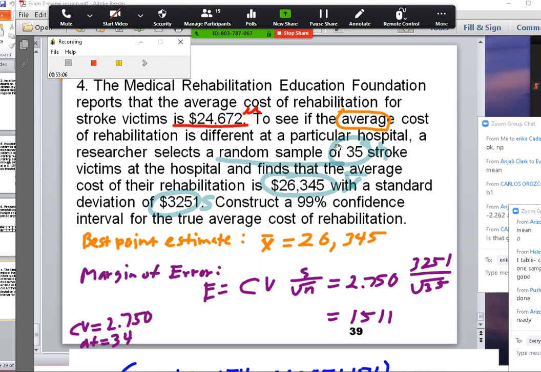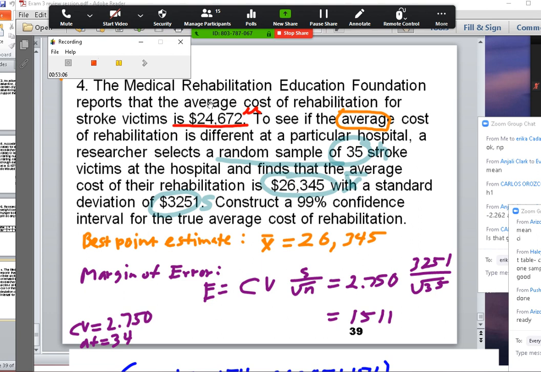So we said it was a confidence interval for a mean. If you look through here, my best point estimate is the one number, your x bar or your p hat. It's the one number that you get for your sample that's the best guess. So you find the word sample: random sample of 35, that's my n. Average is 26,345, that's my x bar, because it's all from my sample, with a standard deviation of 3251, that's my s.